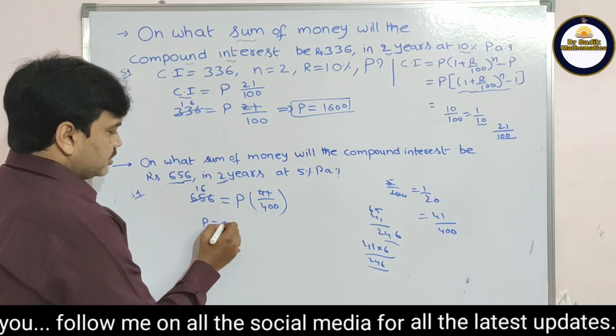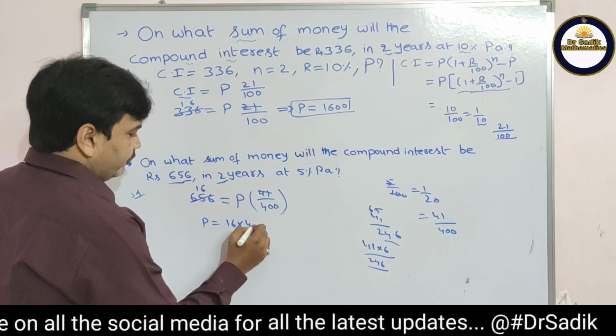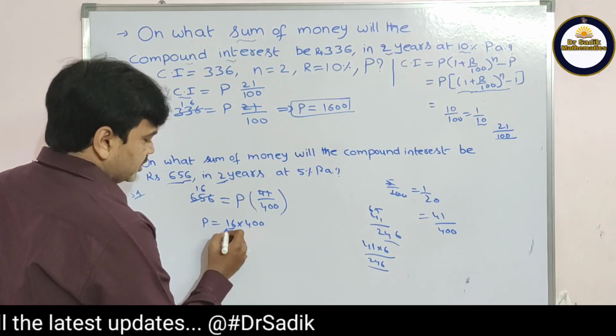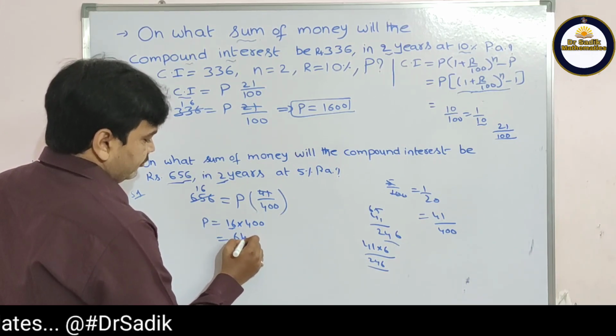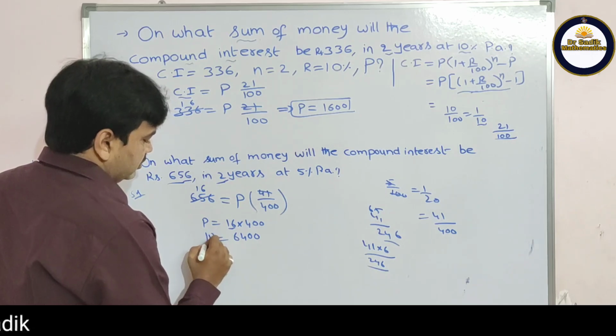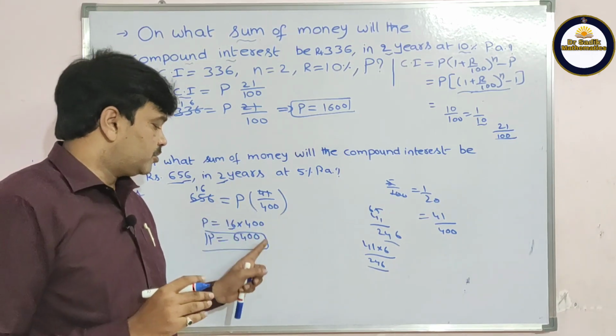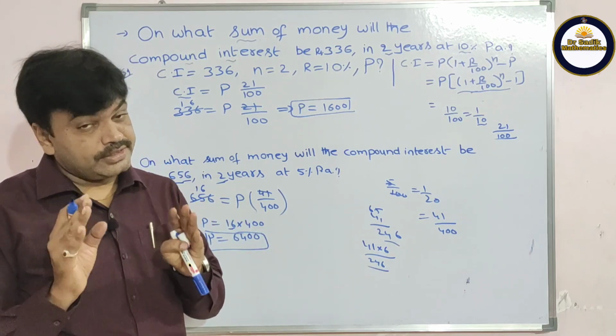So P is equal to 16 into 400, that is equal to 6400. See, friends, you can solve this problem within 30 seconds also.